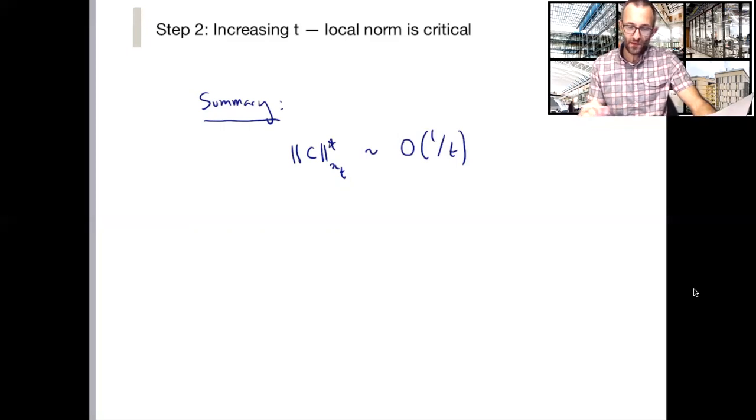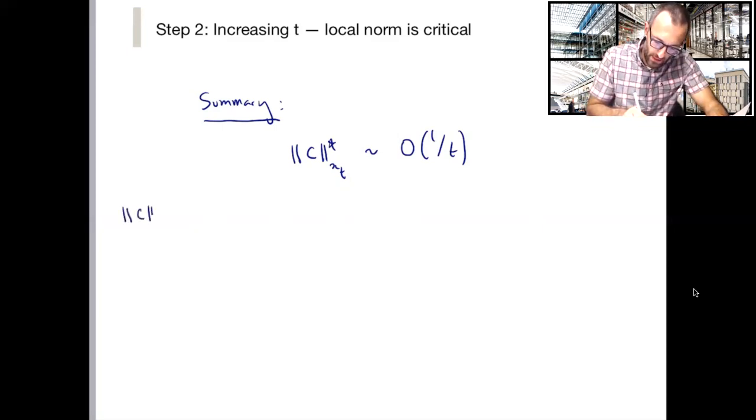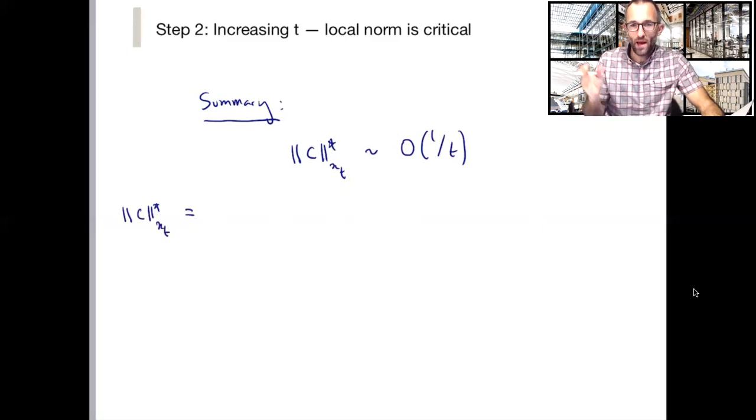So let's even see why we expect that something like this would be true. Let's remind ourselves what this local norm is. Again, this is a dual norm. So that means that the norm of c at x_t, just going to write out the definition of the dual norm, and remind us that the local norm is this quadratic norm using the Hessian of f0 at x_t.